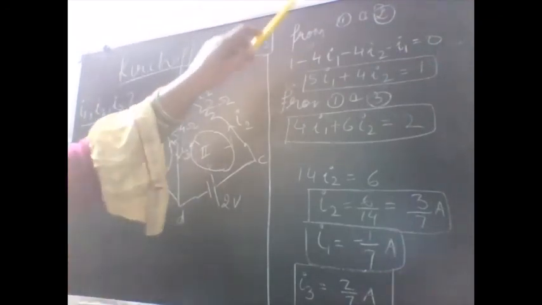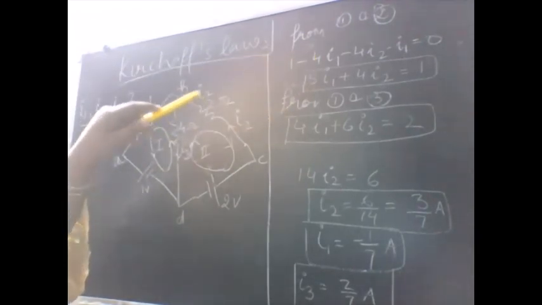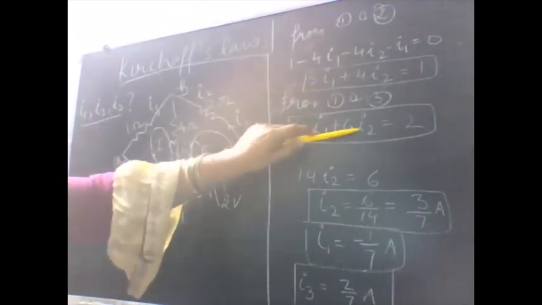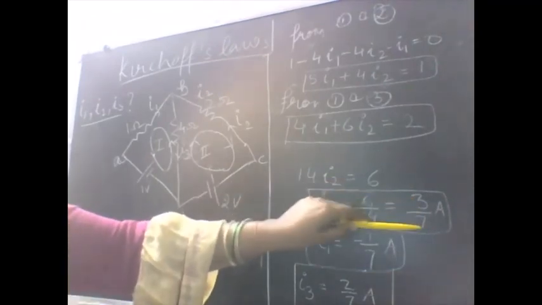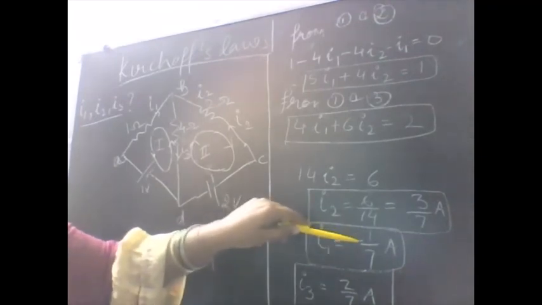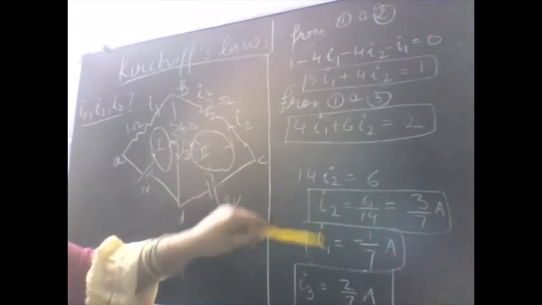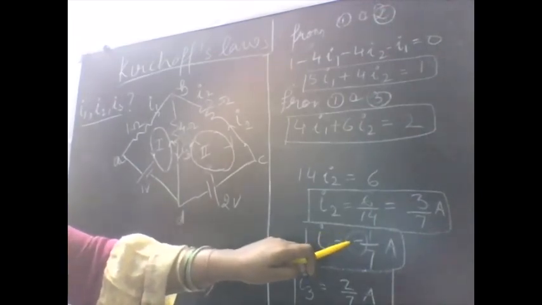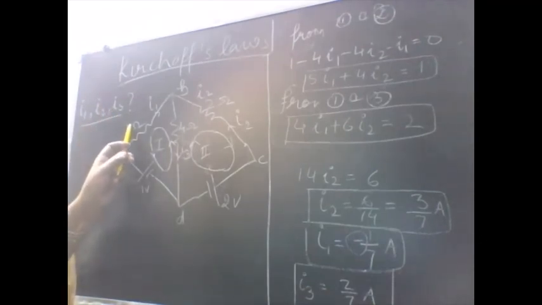So let us see the solutions now. Putting the value of I3 equal to I1 plus I2 in equations 2 and 3, we get these 2 equations. Again using the elimination method, I finally obtained I2 is equal to 3 by 7 ampere and I1 is equal to minus 1 by 7 ampere. And since I3 was the sum of I1 and I2, the value came out to be 2 by 7 ampere. Now what is the significance of the minus sign here? That the direction of the current should be taken as opposite of what has already been chosen.